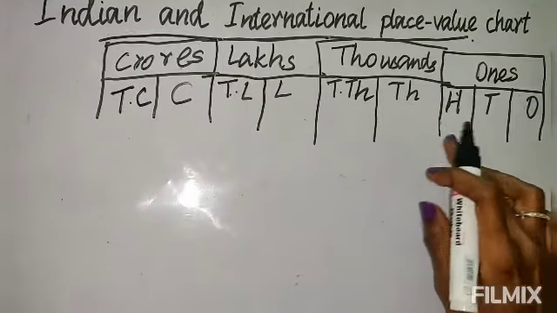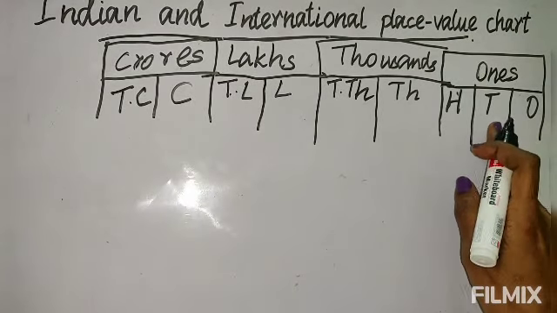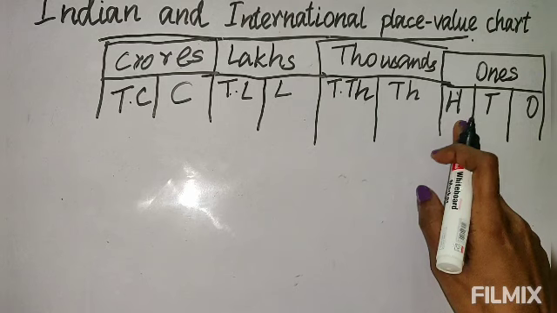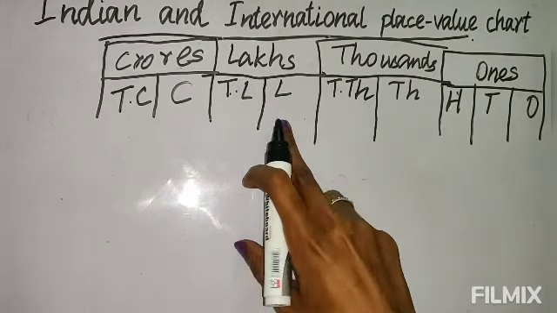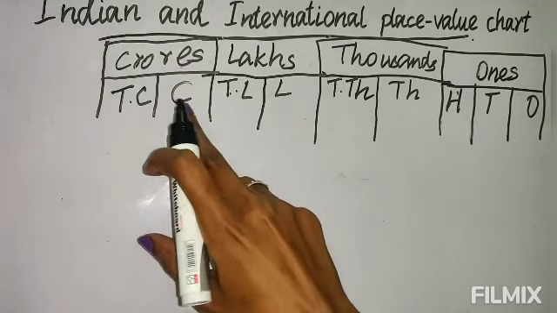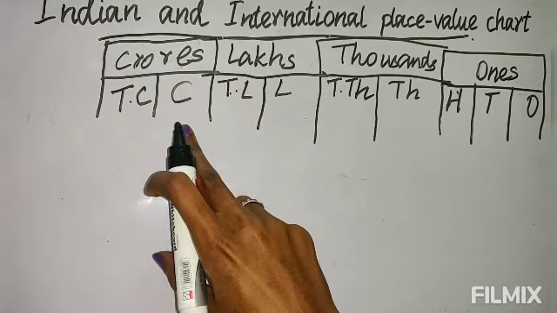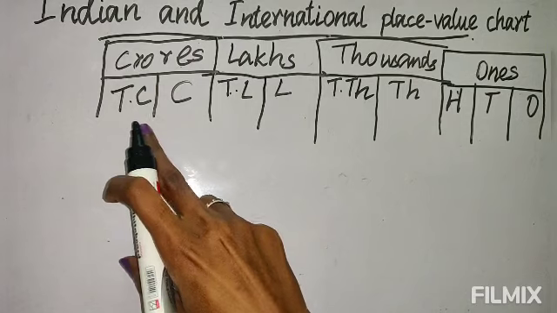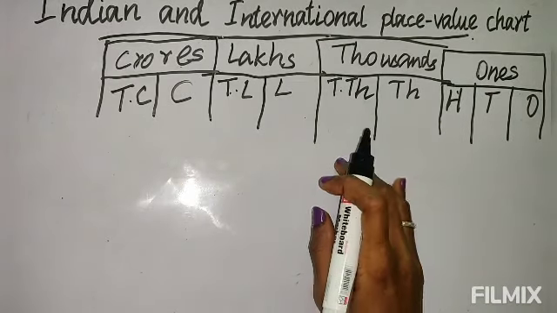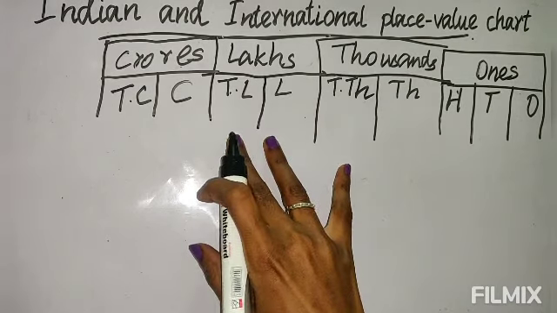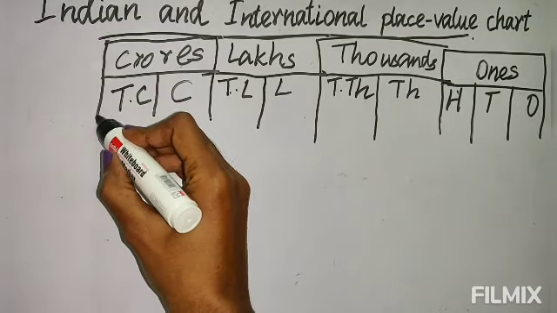So only in the ones period you have three places, that is ones, tens, hundreds. In the thousands period we have 1000, 10,000. In the lakhs period lakh, 10 lakh, and in the crores period crore and 10 crore. This you already know. In the ones period there are three places. In the thousands period two places. In the lakhs period two places. In the crores period two places.